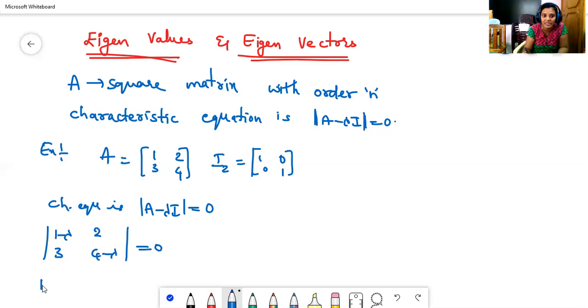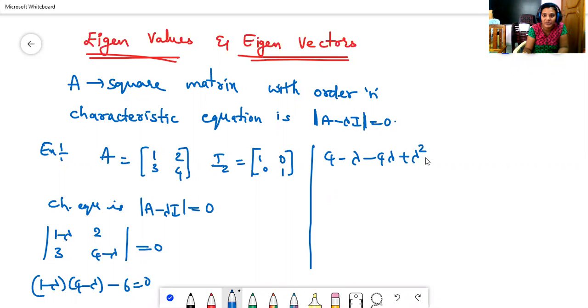Determinant means ad minus bc. That is (1 minus lambda)(4 minus lambda) minus 3 times 2, which is 6, equal to 0. From this, we can write 4 minus lambda minus 4 lambda plus lambda squared minus 6 equal to 0. Here it is lambda squared minus 5 lambda, and 4 minus 6 is minus 2, equal to 0. Now we are getting the lambda values.